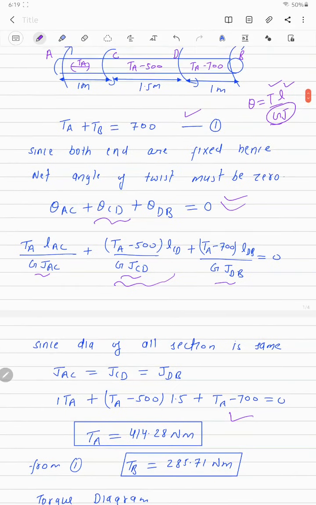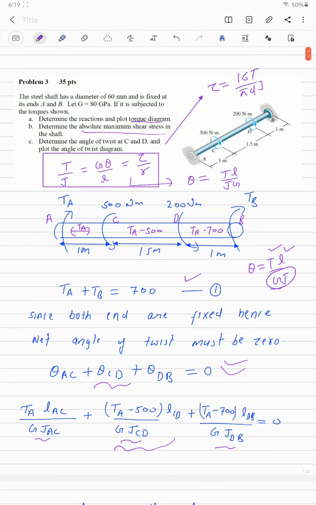So this was a simple problem on torsion which covers maximum shear stress and angle of twist. If you have any doubt you can comment.